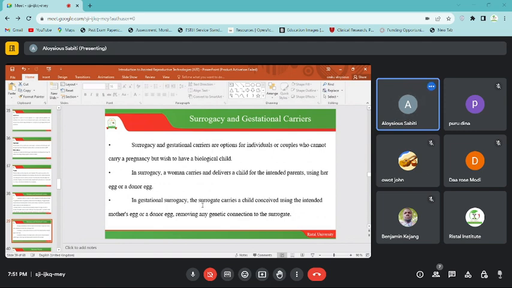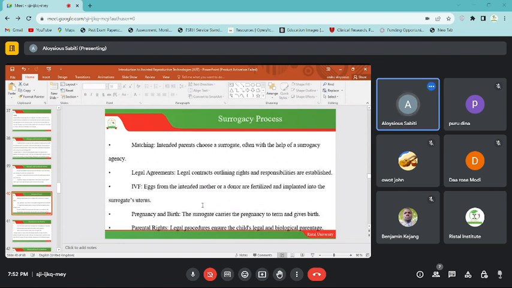the surrogate. So in surrogacy, you will be able to see that possibly it is the man who is donating a sperm so that the woman can be able to carry and deliver a child for them. But for gestational surrogacy, the carrier of the eggs does not have a genetic connection.